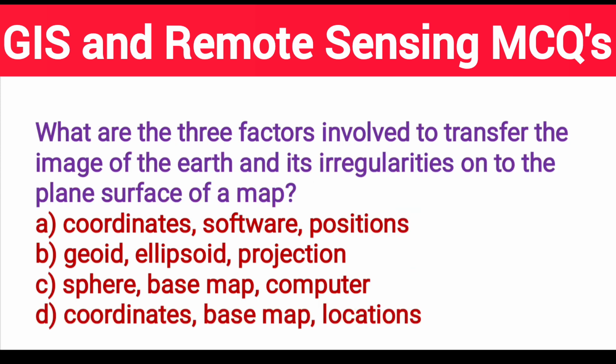Next question, what are the three factors involved to transfer the image of the earth and its irregularities on the plane surface of the map? Option A, coordinates, software, position. Option B, geoid, ellipsoid, projection. Option C, sphere, base map, computer. Option D, coordinate, base map, location. So the correct answer is option B, geoid, ellipsoid, projection.